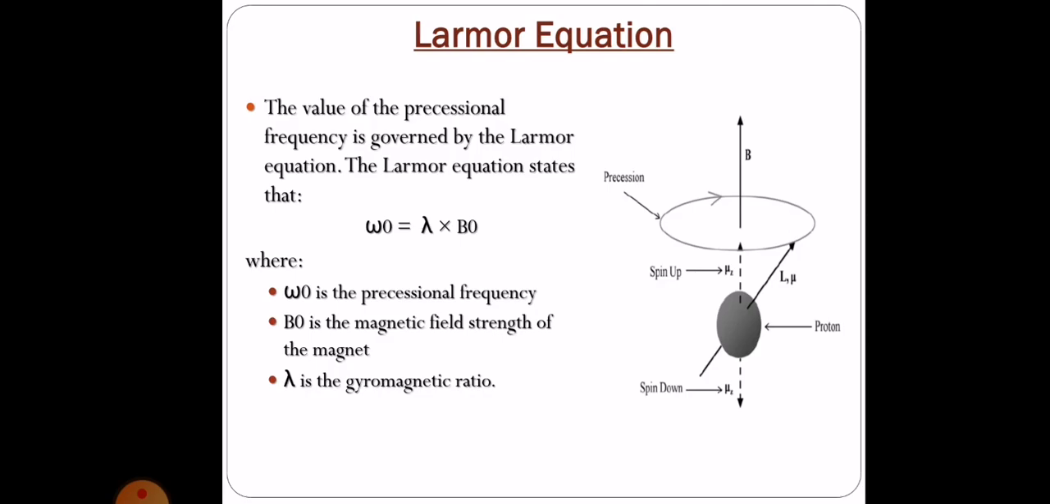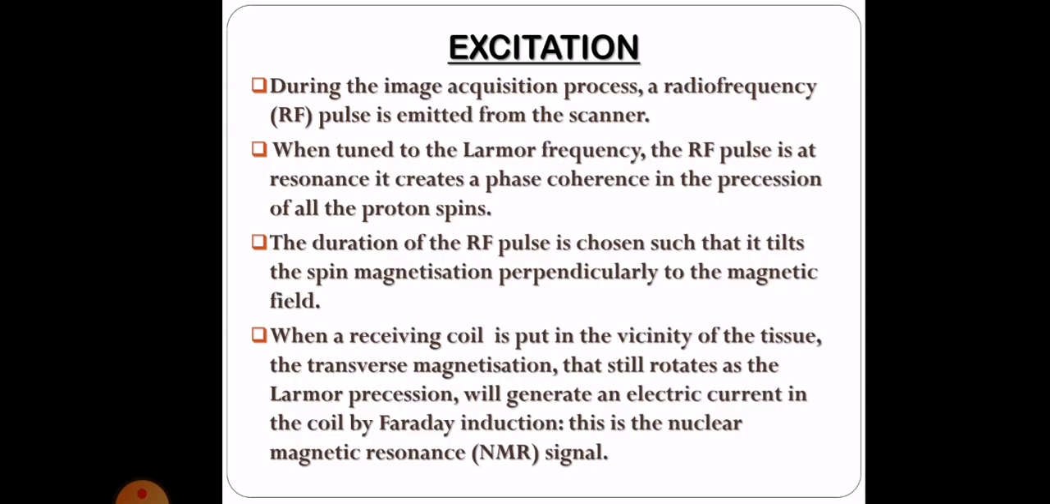The speed at which it rotates is called the precessional frequency, and the precessional frequency is given by omega 0. That is the Larmor equation. The gyromagnetic ratio is also important, as it expresses the relationship between the angular momentum and magnetic moment of each MR active nucleus. So now coming to excitation. The excitation of protons is very important here.